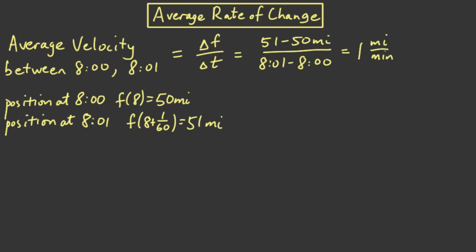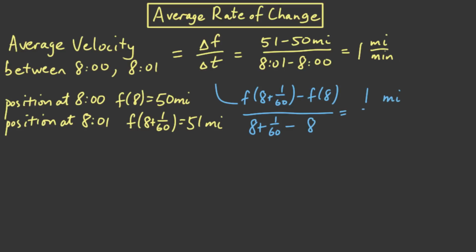Now, we wanted this in miles per hour. So there are a couple ways to do that. One way is to just rewrite everything in terms of hours rather than minutes. So on the top, we have f of 8 plus 1 over 60 minus f of 8. That's the difference in position. And on the bottom, we have the difference in the two times. So 8 plus 1/60th minus 8, and that's in hours. And when you do that, you get 1 mile on top divided by 1/60th of an hour on the bottom, and that's 60 miles per hour.